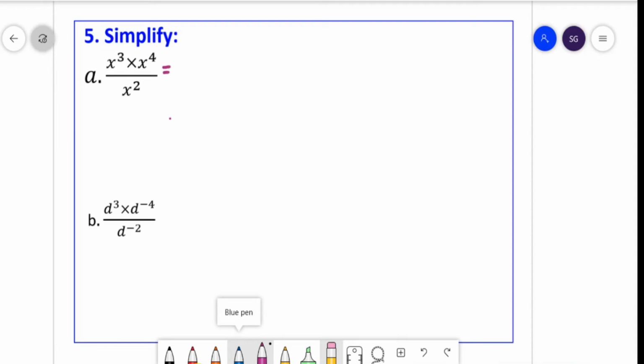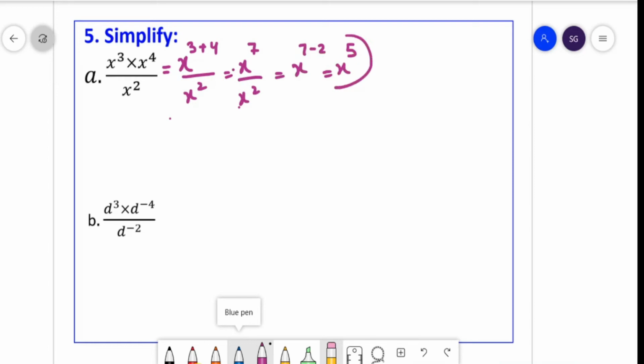And first of all, I see the product of same bases, so I'll add the powers. This is 3 plus 4 over x squared, which is x power 7 over x power 2, and then you see that the two same bases are divided, so you subtract the powers. This is it. x power 5 is the final answer.